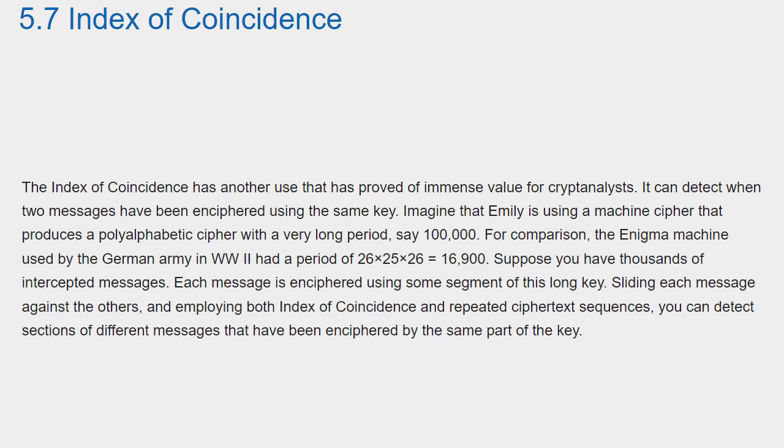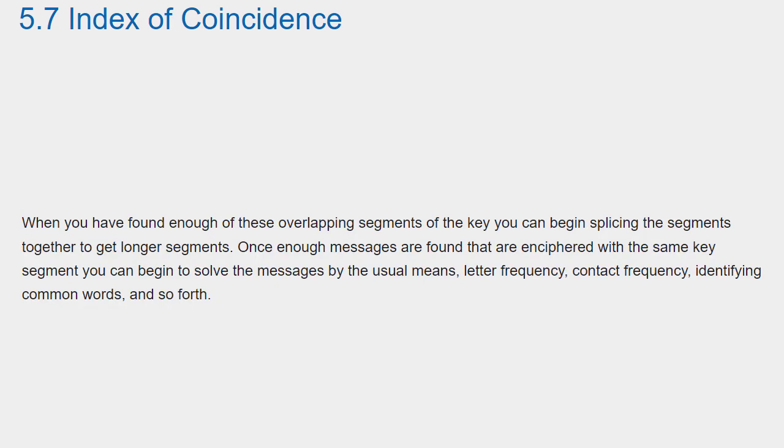Suppose you have thousands of intercepted messages. Each message is enciphered using some segment of this long key. By sliding each message against the others, and employing both index of coincidence and repeated ciphertext sequences, you can detect sections of different messages that have been enciphered by the same part of the key. When you have found enough of these overlapping segments of the key, you can begin splicing the segments together to get longer segments. Once enough messages are found that are enciphered with the same key segment, you can begin to solve the messages by the usual means: letter frequency, contact frequency, identifying common words, and so forth.